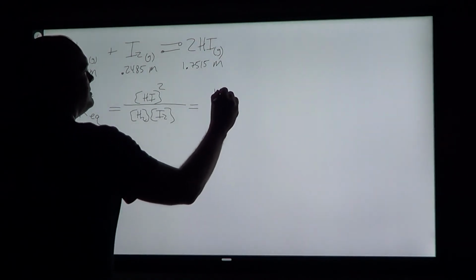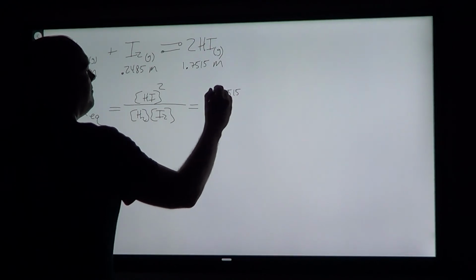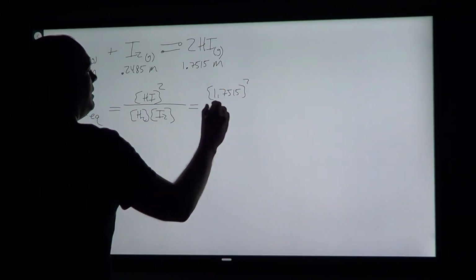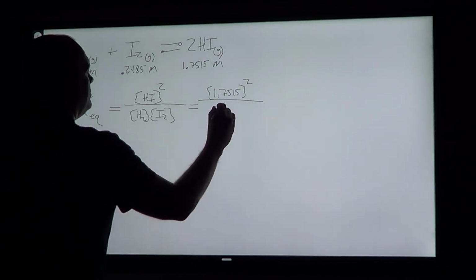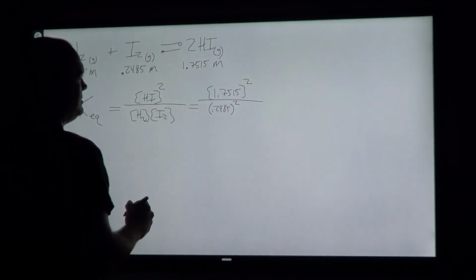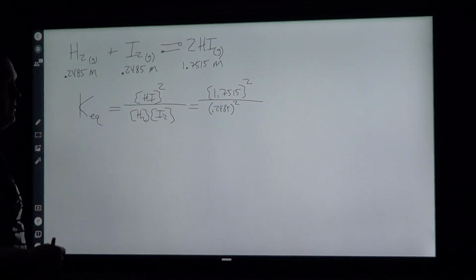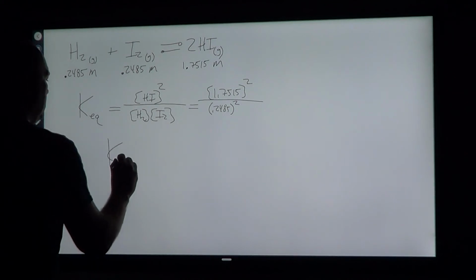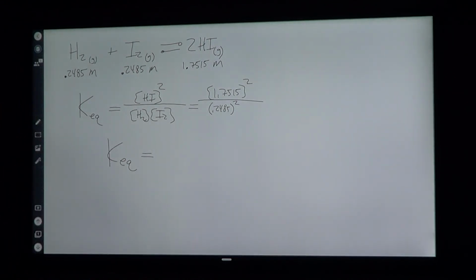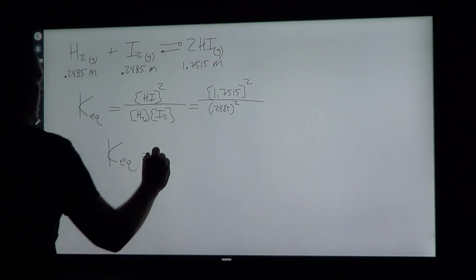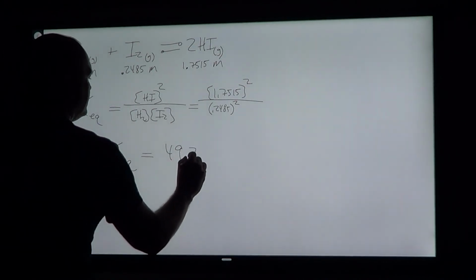So we get 1.7515 squared divided by 0.2485, and I'm going to put a square next to it because they're both the same. If you type that in on your calculator, you should get 49.70.